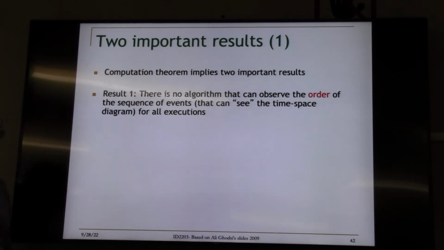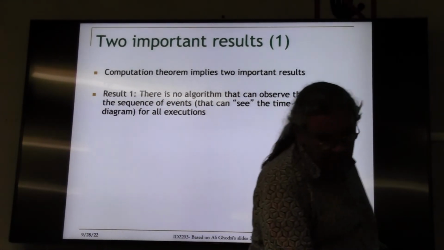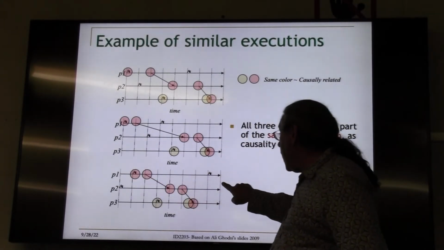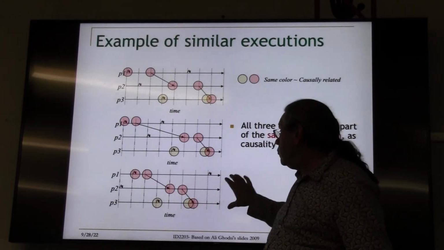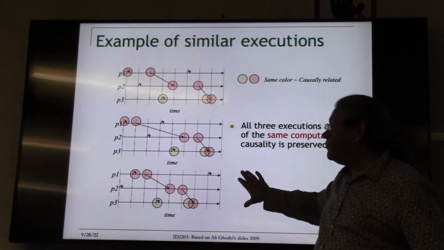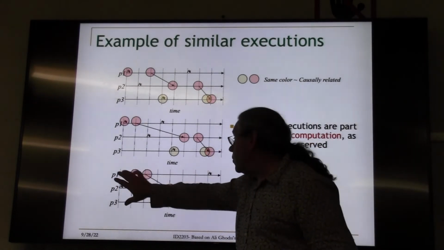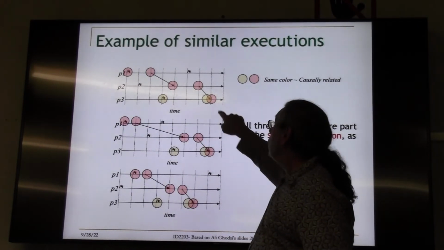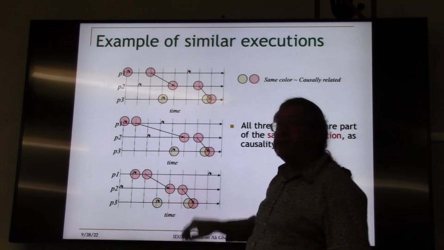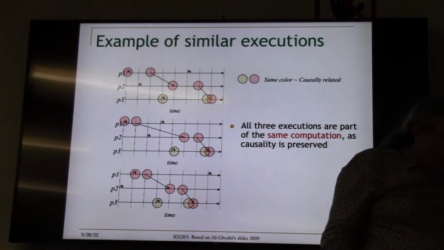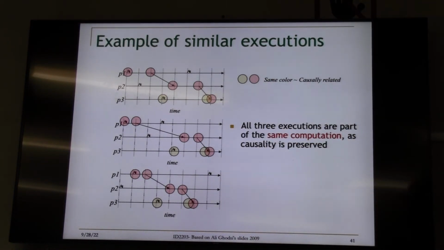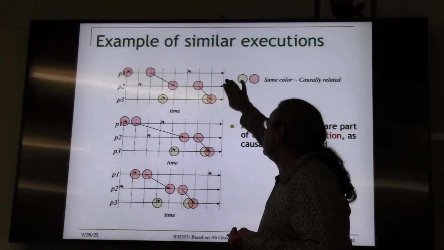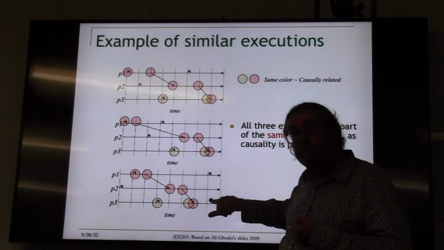That means if I run a distributed algorithm, and at the end, I ask the algorithm to make a printout of this diagram. So in this case, it would print this. In this case, it would print this. Or here it would print this diagram. That's impossible. No algorithm can see it, because from the viewpoint of the algorithm, these 3 things are exactly the same.